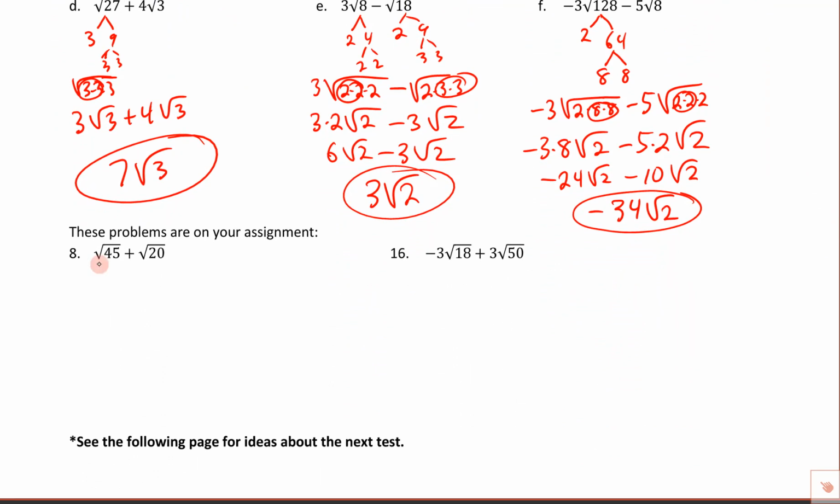Okay, I'm going to slide down here and we're going to take a look at a couple of problems that are on your assignment. So we've got radical 45 plus radical 20. Again, we want to simplify these. We know they're both square roots, and maybe if we simplify, we would end up with the same radicand. So let's check and see.